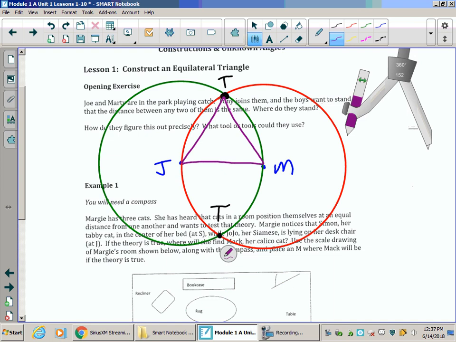Now we know that because in a circle, every radius is the same distance. That's something that kind of comes back later on in Module 5. So that's the definition of an equilateral triangle, a triangle with all three sides having the same distance. And if we wanted to, we could have drawn in a second equilateral triangle from the second option.